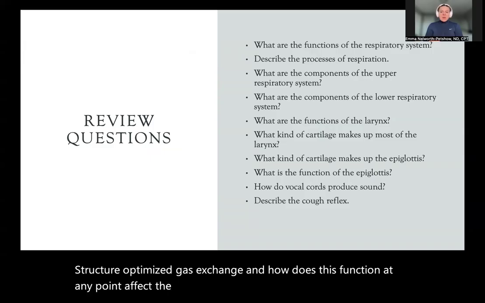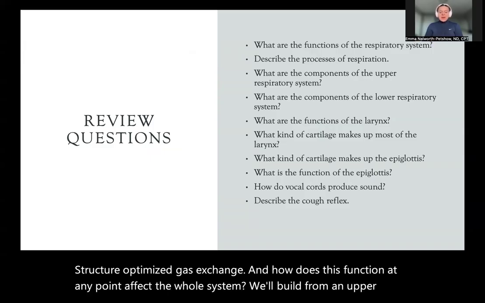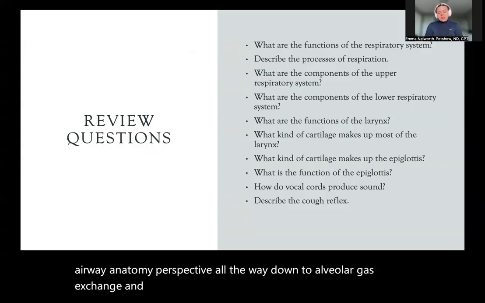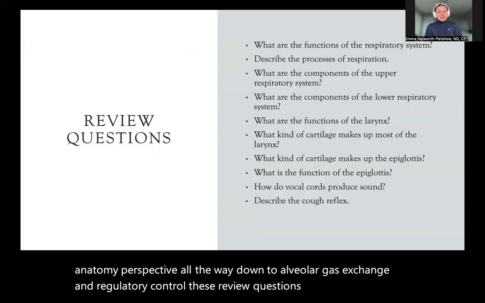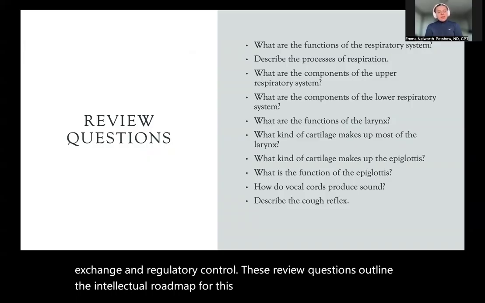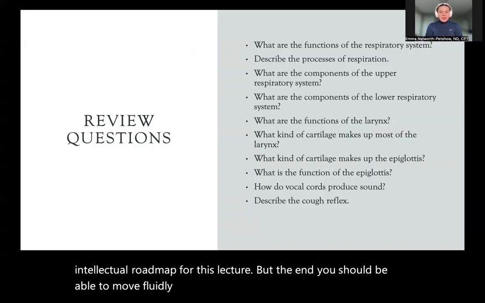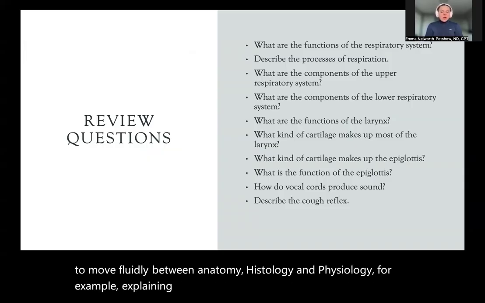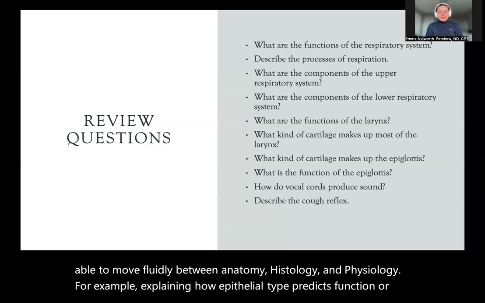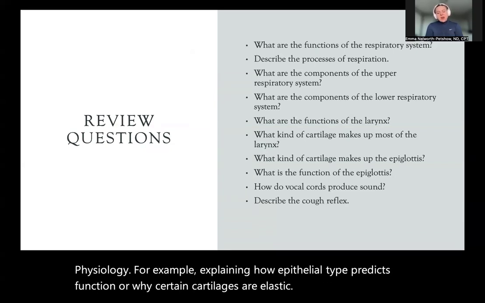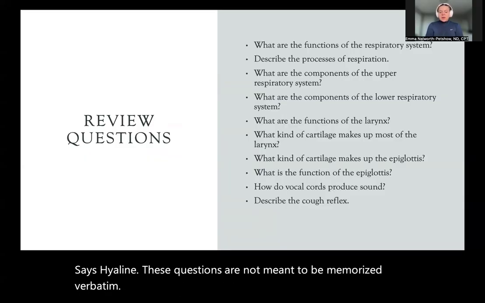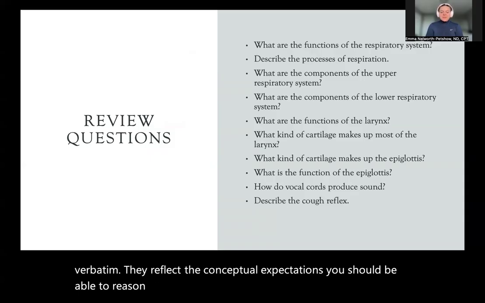We'll build from an upper airway anatomy perspective all the way down to alveolar gas exchange and regulatory control. These review questions outline the intellectual roadmap for this lecture. By the end, you should be able to move fluidly between anatomy, histology, and physiology. For example, explaining how epithelial type predicts function or why certain cartilages are elastic versus hyaline. These questions are not meant to be memorized verbatim. They reflect the conceptual expectations you should be able to reason through clinically and physiologically.